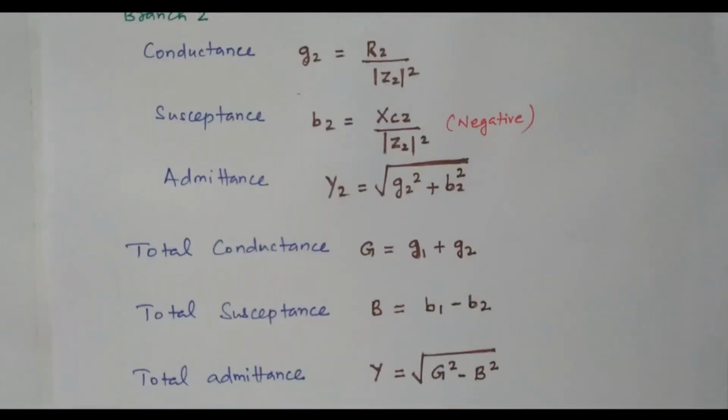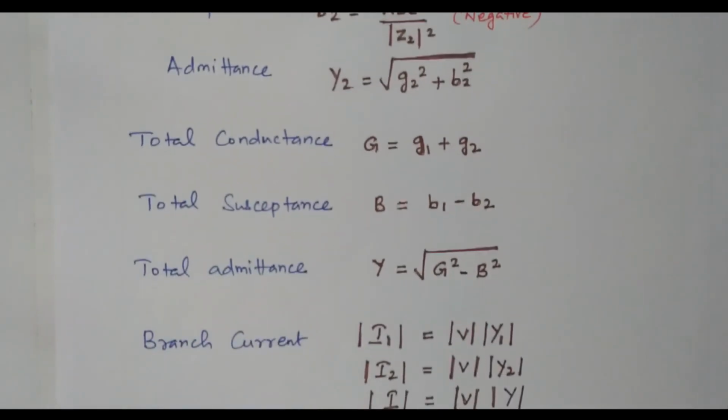Now we'll find the total conductance. Total conductance is capital G equal to G1 plus G2. Total susceptance is B1 minus B2. Total admittance is square root of G square plus B square for the entire circuit.